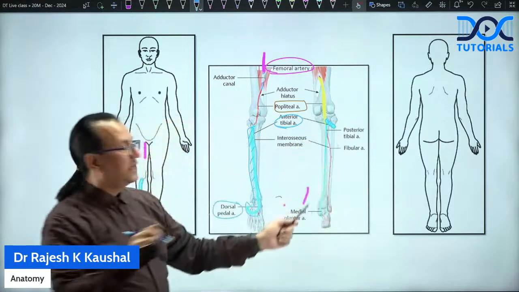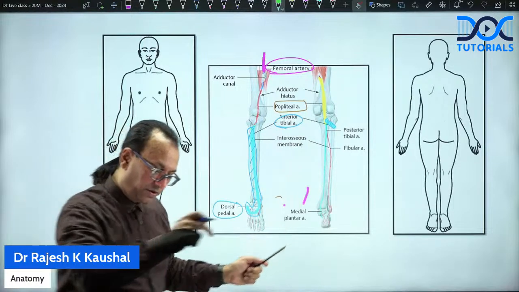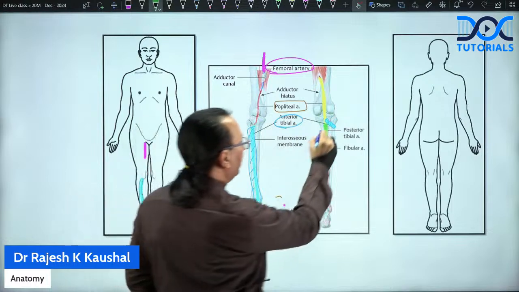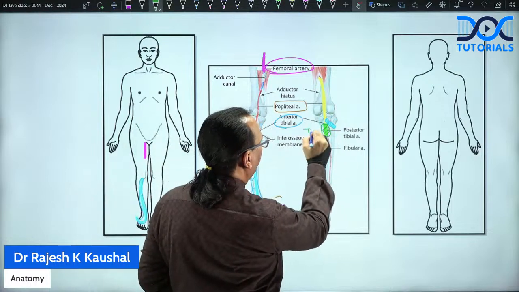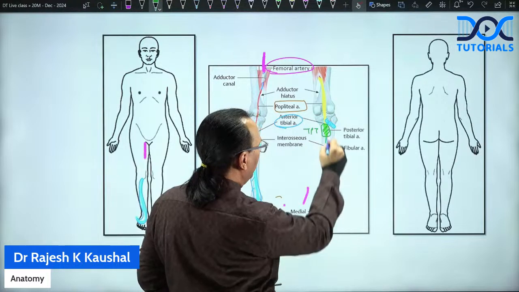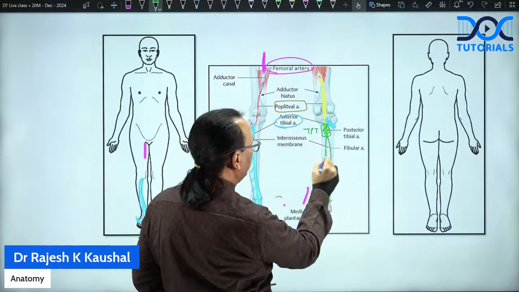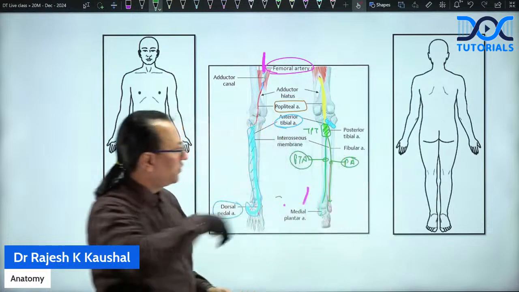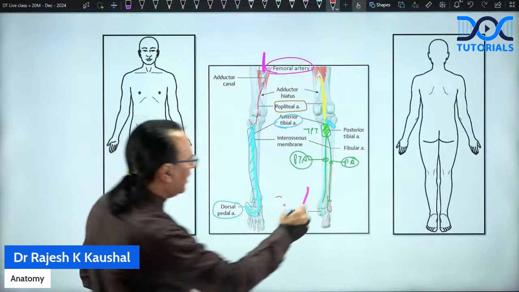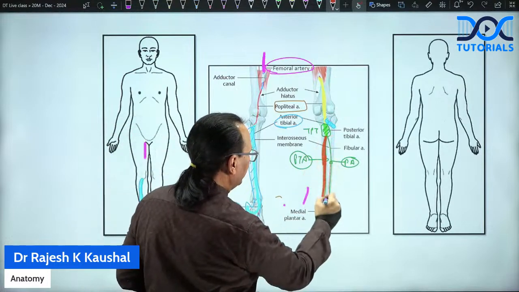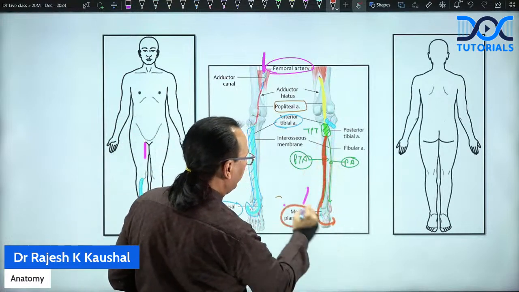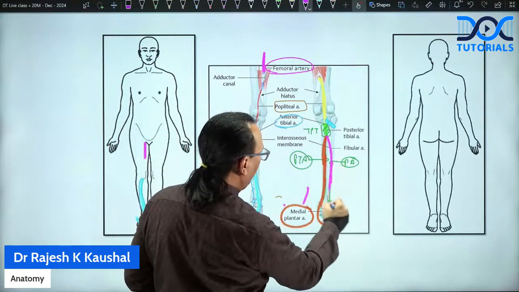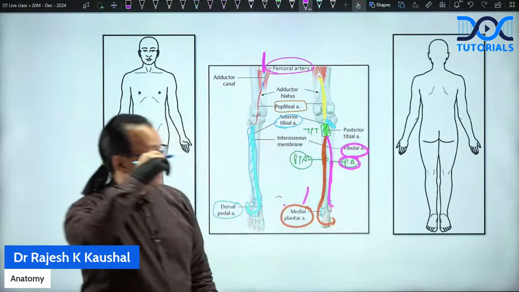But then posteriorly you have a trunk, and what is that trunk called? That trunk is called as the tibioperoneal trunk. Now why it is called tibioperoneal trunk? Because it gives two branches, one here and one here. One is the posterior tibial artery, and the other is the peroneal artery. So that is why it is called tibioperoneal trunk. You can show the arteries: posterior tibial artery, which is giving the sole branches like medial plantar artery, and then you have the other one, which is the fibular artery, or also called peroneal artery. They're the same.